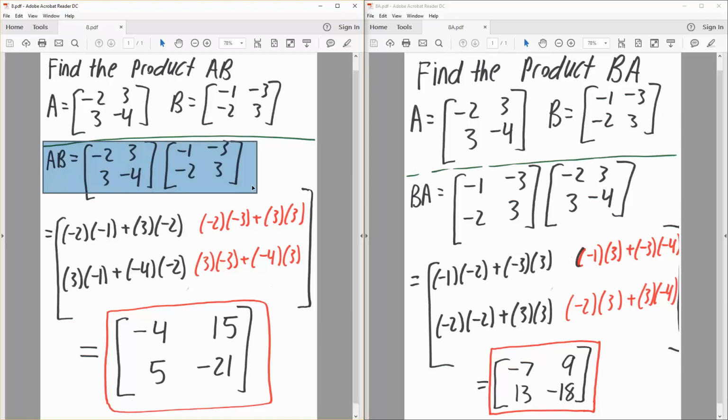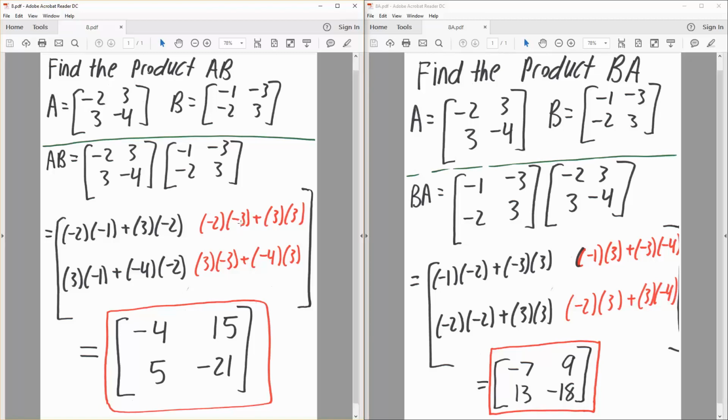Unlike addition, it's a little bit different. It's a little bit more difficult. For the first entry, we are saying -2 times -1 plus 3 times -2. Just to recap, -2 times -1 plus 3 times -2. And this will be the first entry right here. And now we need to get the other 3.